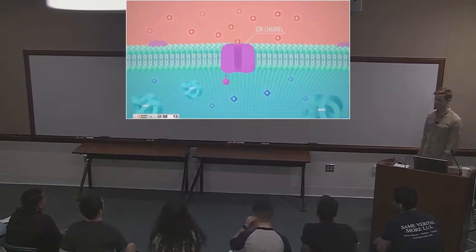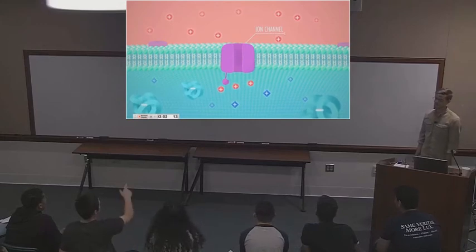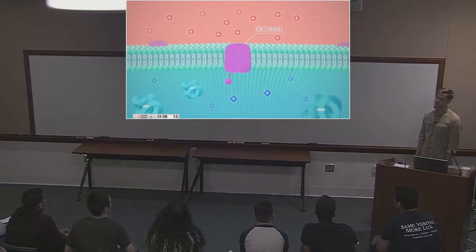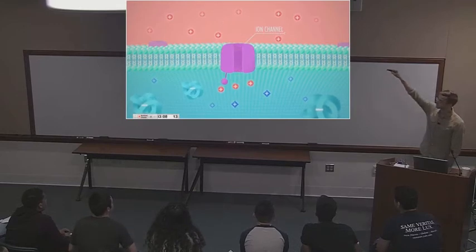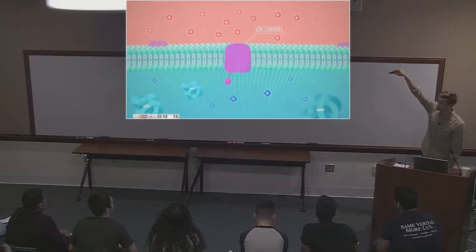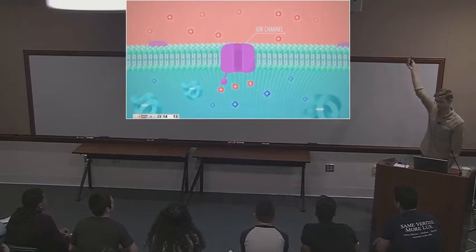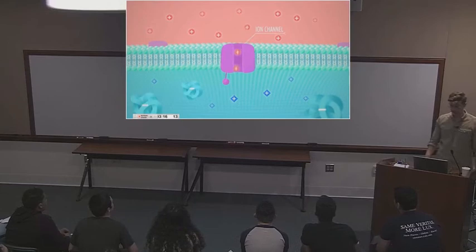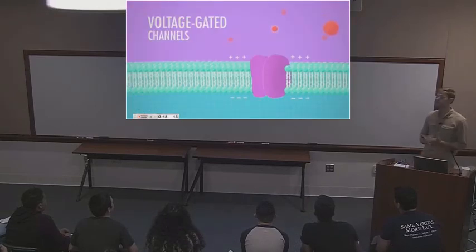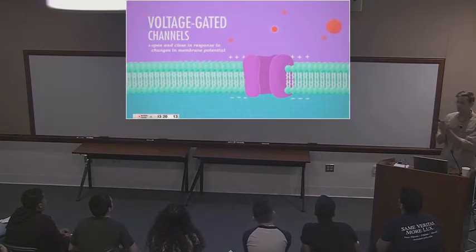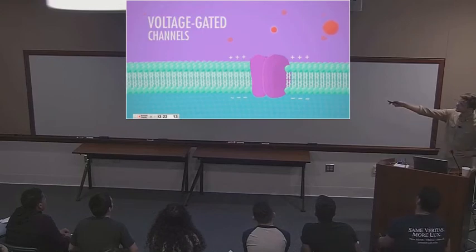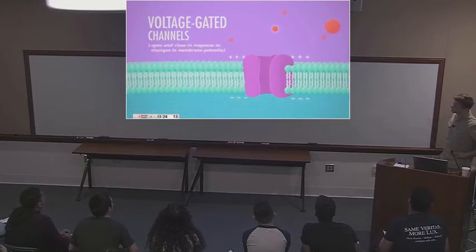So it only works because it's negative down there. It just lets them go. They already want to go down there, but it just opens and lets them go. Exactly. So it only works when there is a gradient of ions. If it's more negative here, positive will go in, and vice versa. Very good. So there are different types of ion channels activated by different stimuli. For example, these are called voltage-gated channels, activated by voltage.